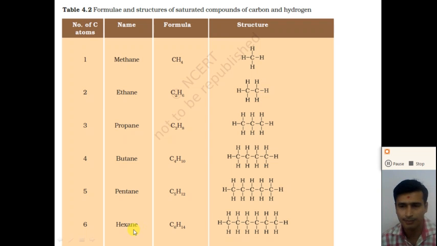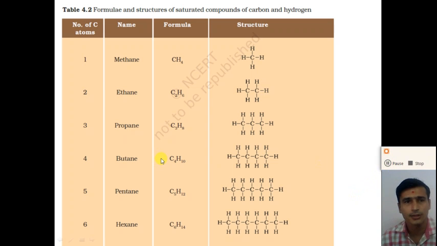Others are heptane, octane, nonane, decane, right? In those there are 7 carbon atoms, 8 carbon atoms, 9 carbon atoms, 10 carbon atoms, but you have to remember up to hexane, right? So dear student, here all the carbon atoms and the hydrogen atoms are connected with single covalent bonds, and all these types of structures are called saturated hydrocarbons.